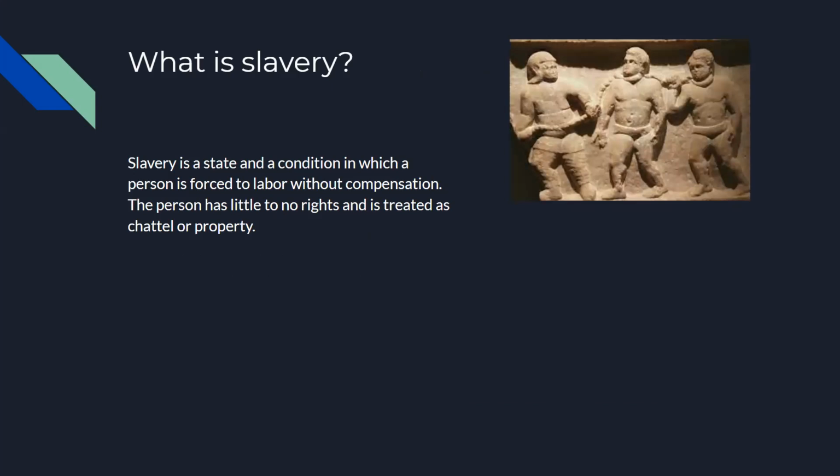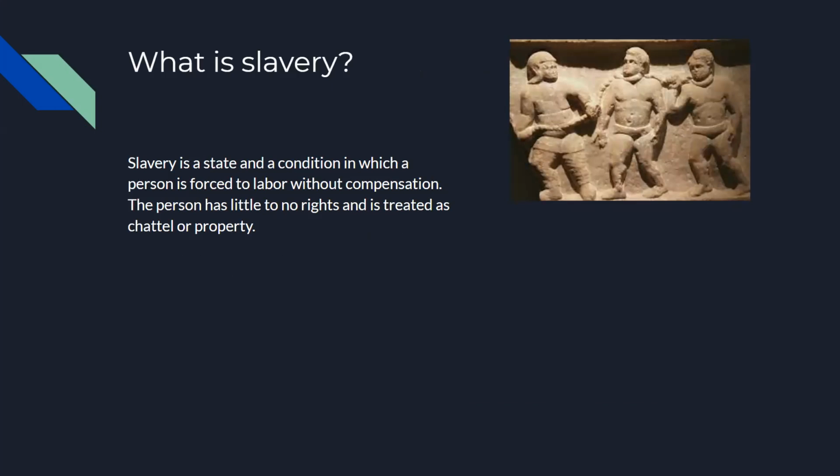What is slavery? Slavery is a state and a condition in which a person is forced to labor or work without any type of compensation or pay. The person has little to no rights and is treated as chattel or property. Chattel is another word for property.